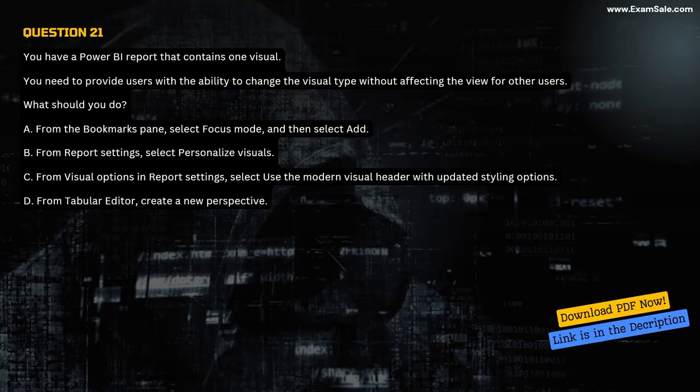Question 21. You have a Power BI report that contains one visual. You need to provide users with the ability to change the visual type without affecting the view for other users. What should you do? A. From the bookmarks pane, select Focus Mode, and then select Add. B. From Report Settings, select Personalize Visuals. C. From Visual Options in Report Settings, select Use the Modern Visual Header with updated styling options. D. From Tabular Editor, create a new perspective.